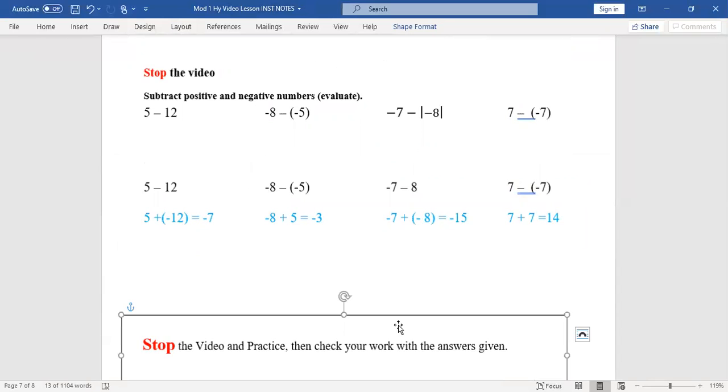-8 minus a -5, there's a minus with the next parenthesis and a minus, becomes a plus. So -8 plus 5, different signs, so you subtract, more negatives, so your answer is -3. -7 minus 8 becomes -7 plus -8, same signs, just add them together, give them the same sign, -15. 7 minus a -7, which becomes 7 plus 7, same signs, just add them together, and you get a +14.